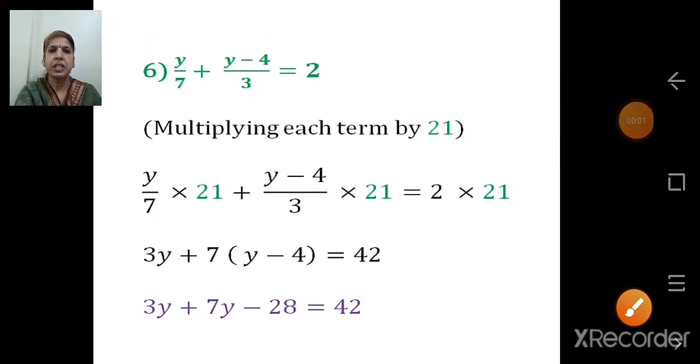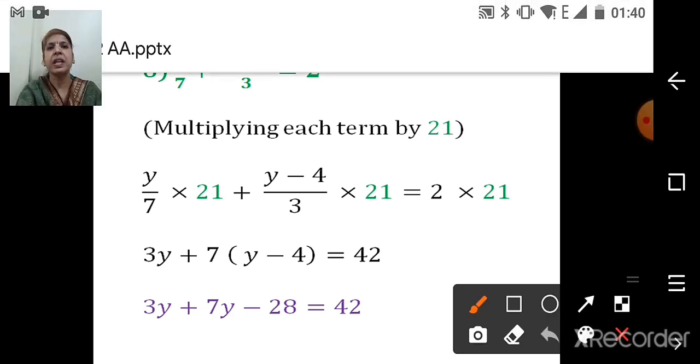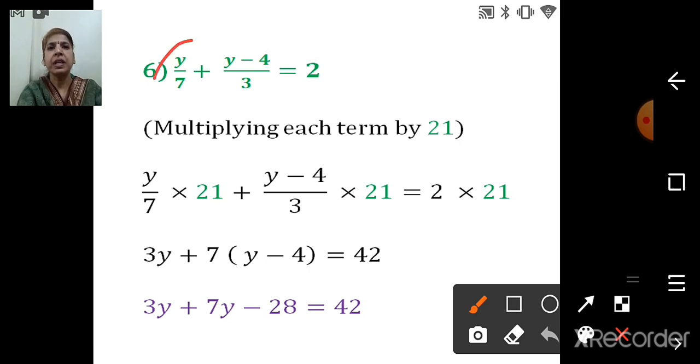Next question is y upon 7 plus y minus 4 upon 3 is equal to 2. So here the first term is also having a denominator, that is y upon 7. 7 is the denominator here. Next, y minus 4 is also having the denominator 3. So what we have to do is check the denominators. Denominators are 7 and 3. They don't have any factors in common.